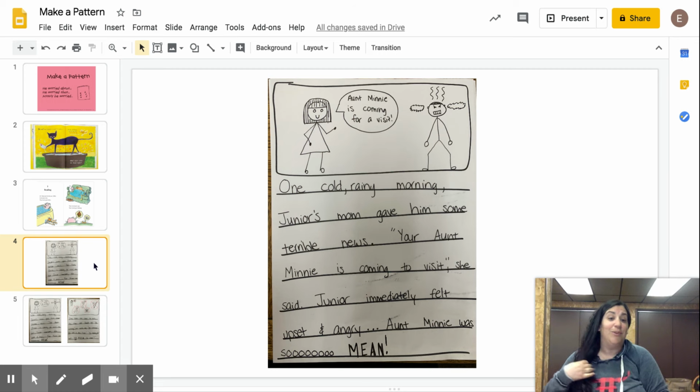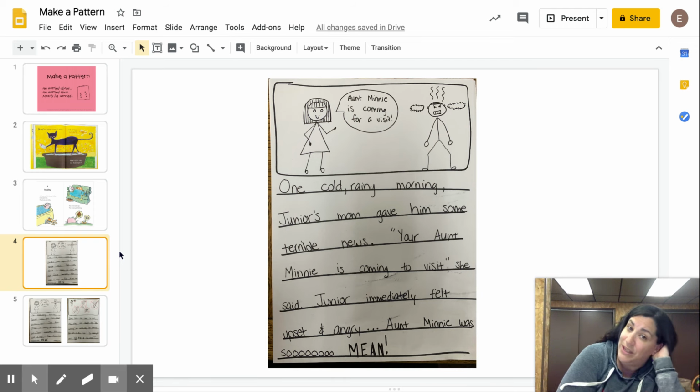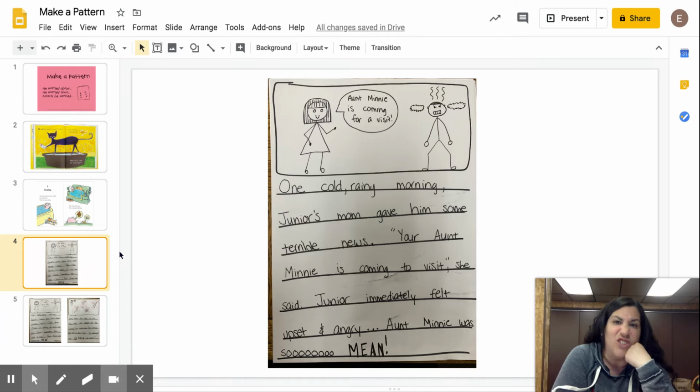All right, guys, so now on the next slide, I'm going to show you, I wrote my second page of this Junior story, and I thought about how I could make a pattern like the other series authors and use it in my writing. So I thought of what I was going to say next and how I was going to describe Aunt Minnie being so mean. And then I thought about a pattern I could use to do that. So this is what I came up with, okay?